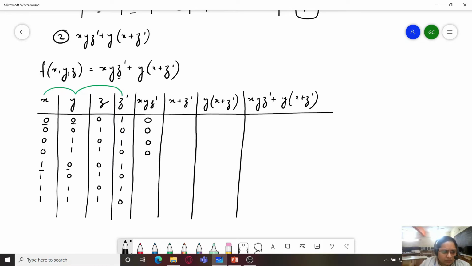Now you can see 1 0 and 1 will give us 0, 1 0 0 will give us 0, 1 1 and 1 will give us 1, 1 1 0 will give us 0. So that is x, y and z dash for you.